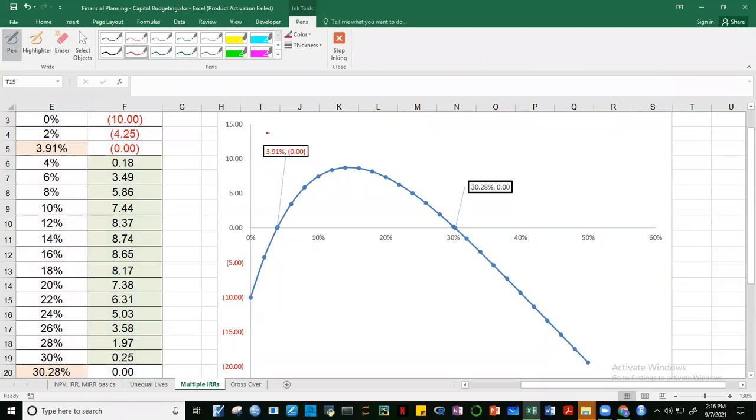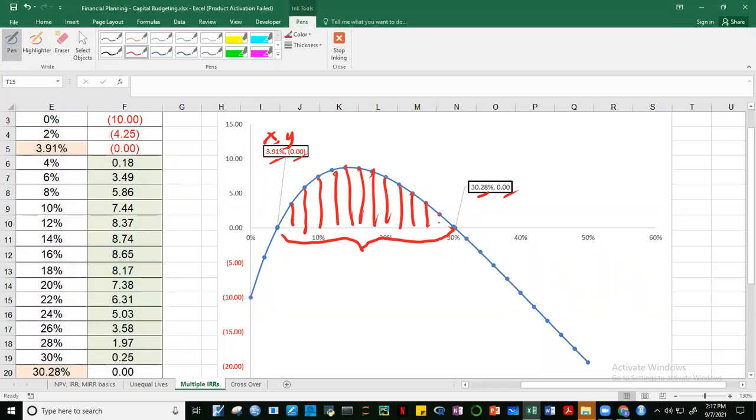So ito yung X natin. Ito yung Y. 3.91 IRR, 0 NPV. 30.28, 0. So yun yung linagay natin dito, di ba? And now, dito sa region na to, guys, take a look at this. Sa region na to, notice that the NPVs are all positive. Di ba? So that's between 3.91 hanggang 30.28.